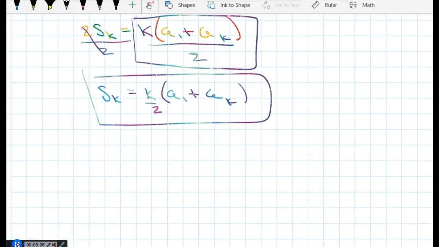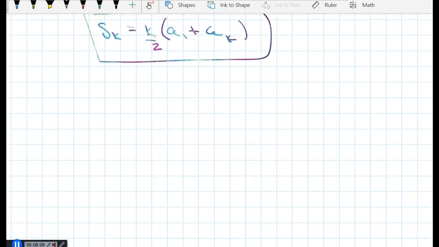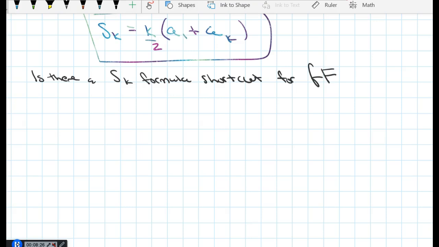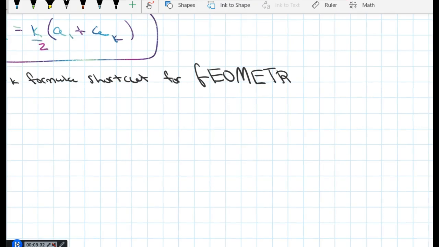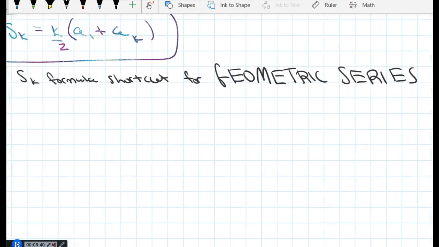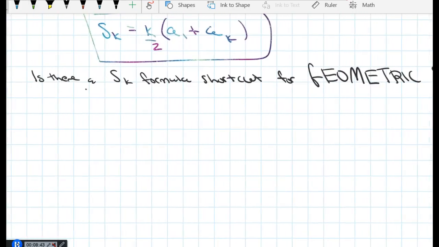Now I'm going to switch gears here. Naturally, you're probably wondering this question. Is there an s sub k formula shortcut for what kind of series? For what's the other one? Oh yes, for geometric series. Like, is there a shortcut, or do I have to do the whole plugging and chugging on my calculator? Okay, is there a shortcut for geometric series s sub k? And the answer is yes, there is. Here it is.